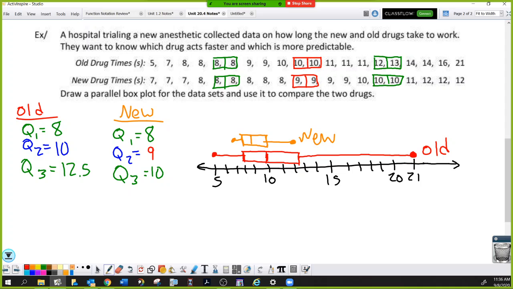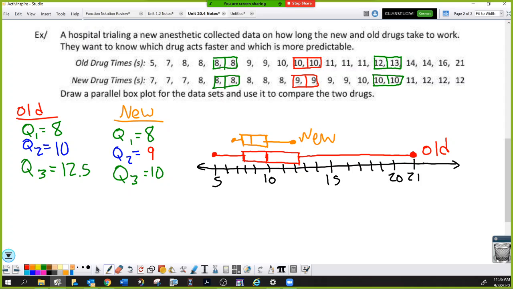But look at its median. Its median is at 10. 50% of the data goes between 10 and 21. That means this thing is very positively skewed. Half of its times will take longer than 10 minutes.